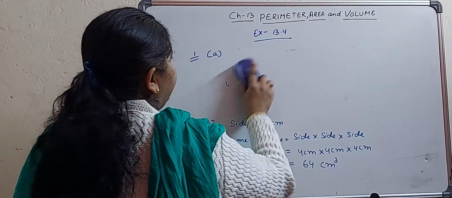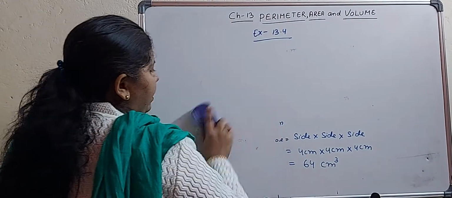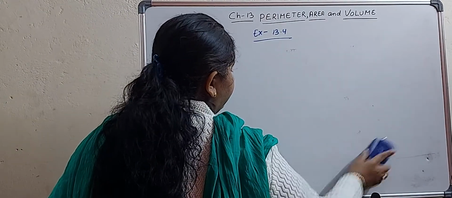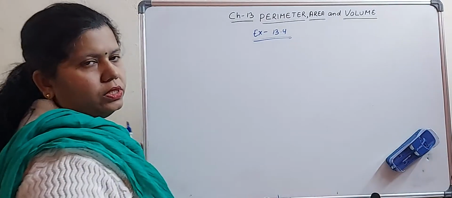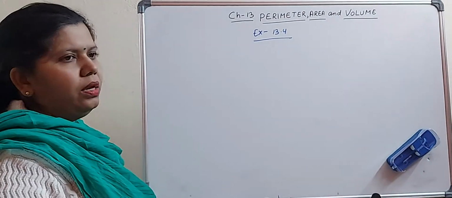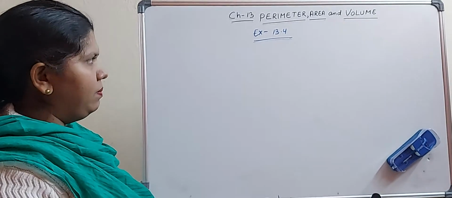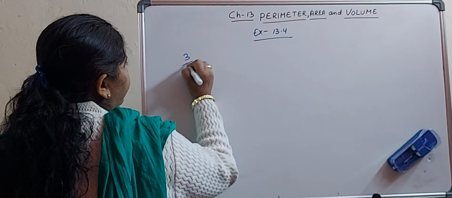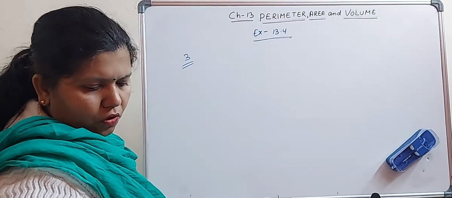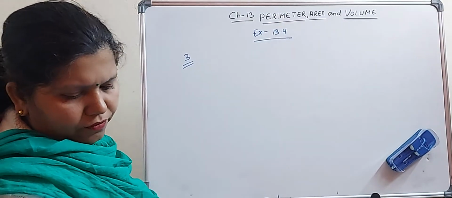Now we will continue with the exercise and we will now solve question number 3. It is a word sum, children, and question number 4 is also a word sum. I will do number 3. Number 4 you do it yourself because it is a similar type. Okay. What is question number 3? The question is, the volume of an iron box is 140 meter cube.